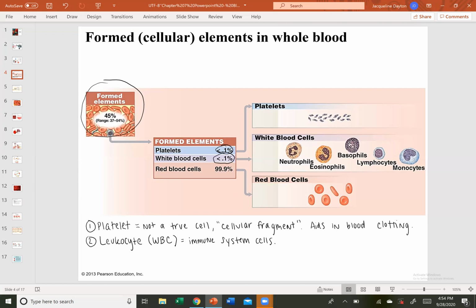But for the time being, I do want you to know that a leukocyte is a white blood cell, and this is a type of immune system cell that circulates throughout the blood, and its role is to fight infection as well as provide immunity.